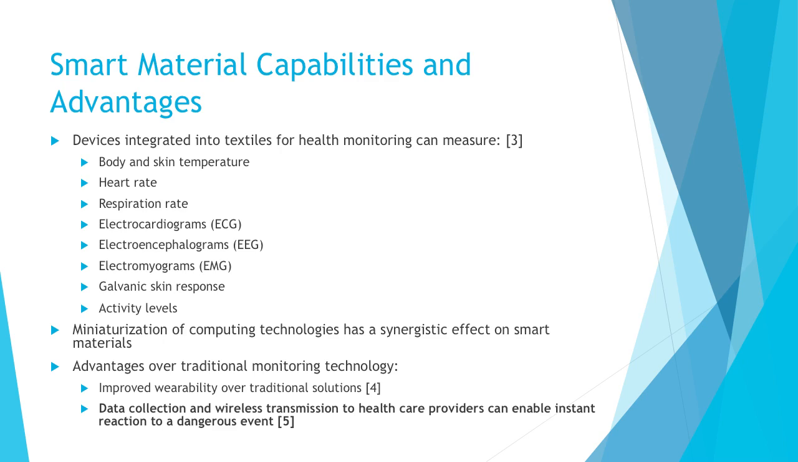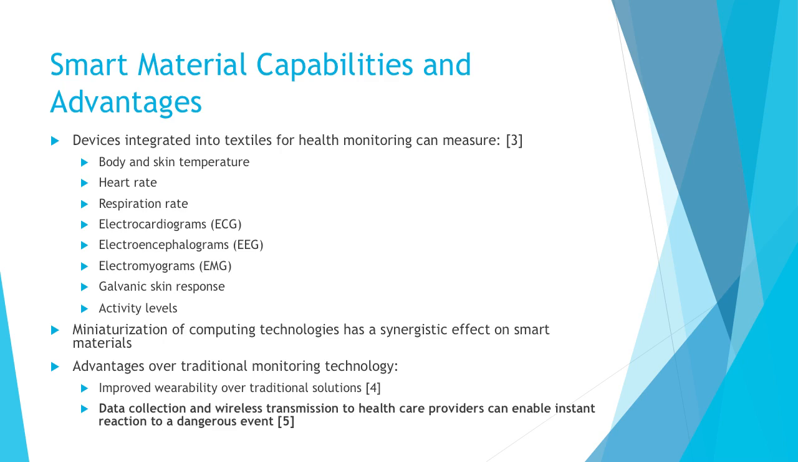Additionally, the miniaturization of computing technology due to Moore's law has had a synergistic effect on smart health monitoring systems. Computing systems are often used for data collection and transmission, and their miniaturization both increases the capabilities of smart material-based systems, as well as making them less intrusive to the user, which can lead to increased use. Smart textile systems have had a variety of advantages over traditional monitoring systems.